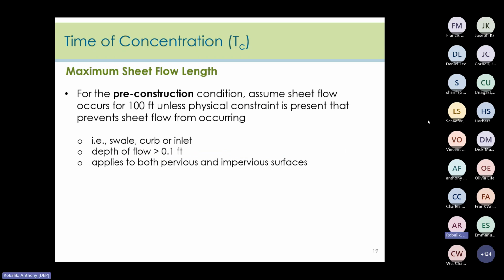So Chapter 5 also changes the potential maximum sheet flow length, and this is in accordance with the NEH Chapter 15. So for the pre-construction condition, we assume that the sheet flow occurs for up to a maximum of 100 feet, unless there's something physically in contact with the flow of stormwater runoff, such as a swale or a curb or inlet, and that prevents the sheet flow from occurring. And it's regardless of whether the surface is impervious or pervious. If the site conditions only create, say, 75 feet of sheet flow, then just use the 75, but the max is going to be 100.